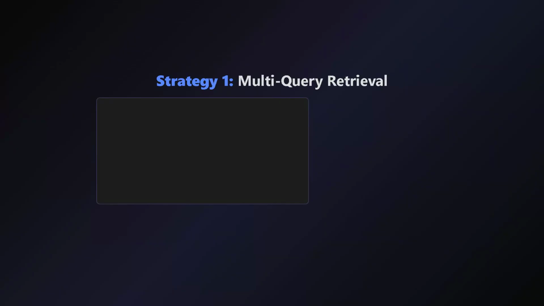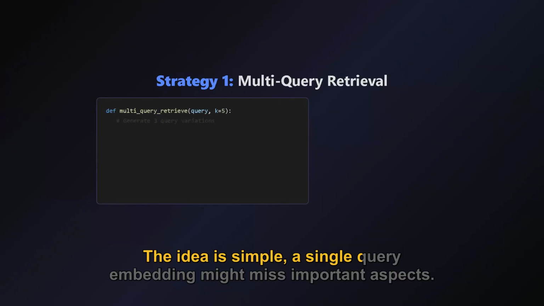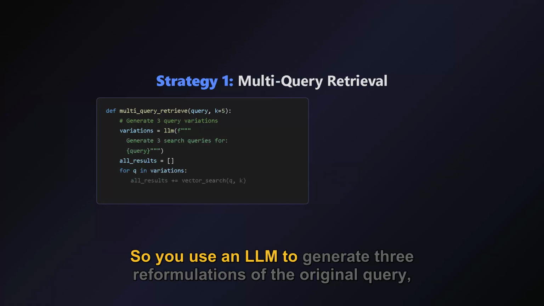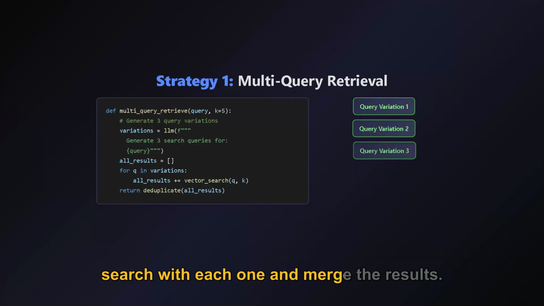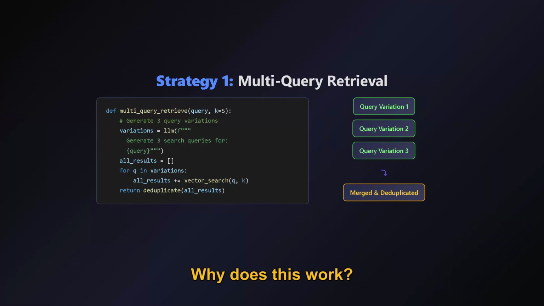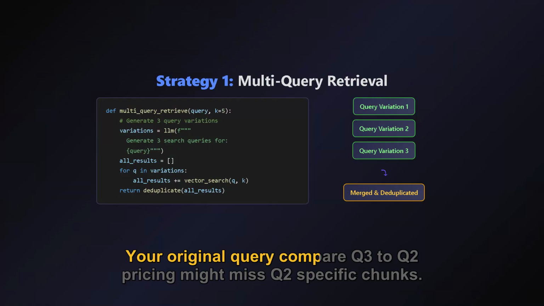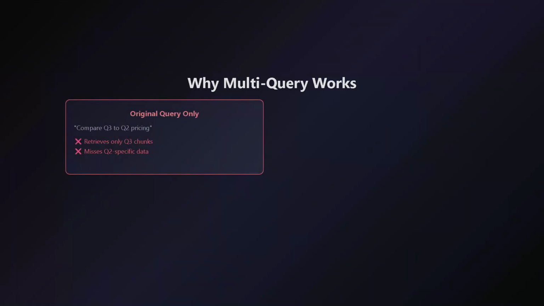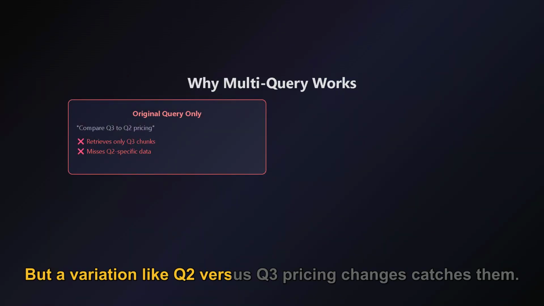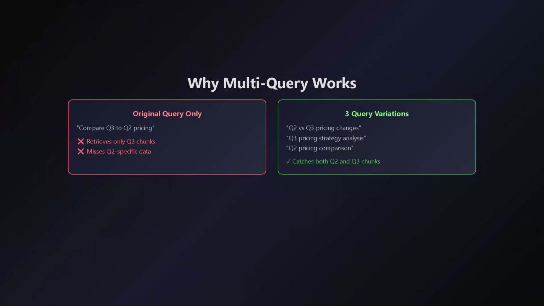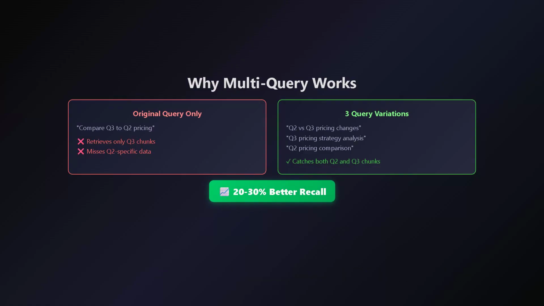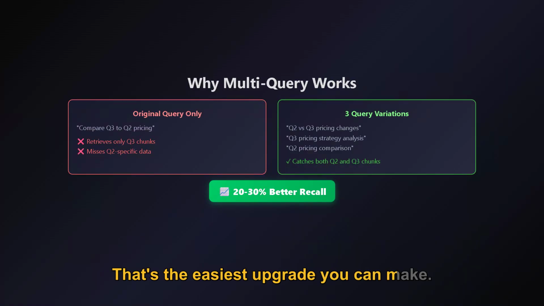Strategy 1: Multi-query retrieval. The idea is simple. A single query embedding might miss important aspects. So you use an LLM to generate 3 reformulations of the original query, search with each one, and merge the results. Why does this work? Your original query, compare Q3 to Q2 pricing, might miss Q2-specific chunks. But a variation like Q2 versus Q3 pricing changes catches them. One extra LLM call gives you 20 to 30% better recall. That's the easiest upgrade you can make.